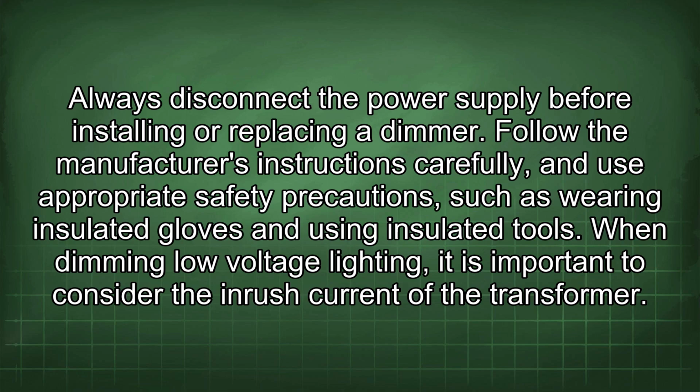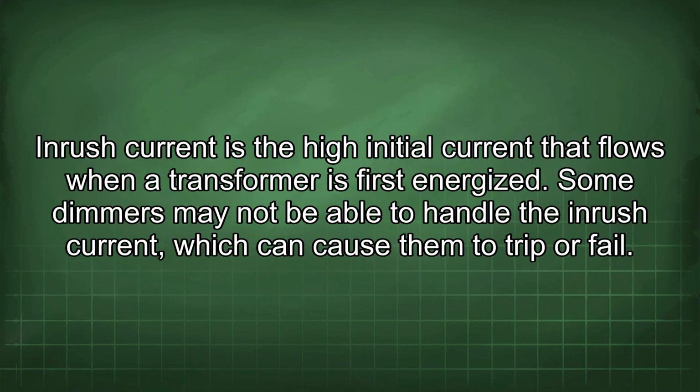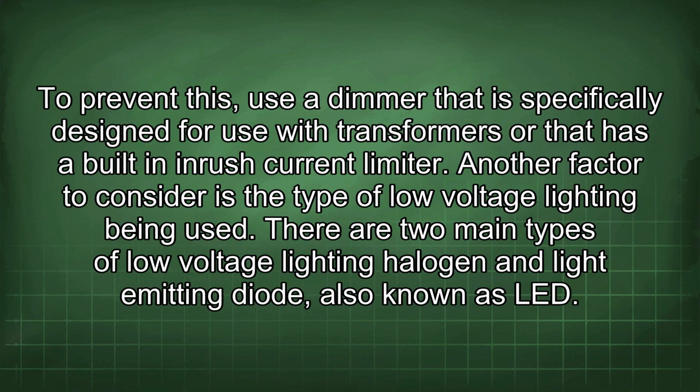When dimming low-voltage lighting, it is important to consider the inrush current of the transformer. Inrush current is the high initial current that flows when a transformer is first energized. Some dimmers may not be able to handle the inrush current, which can cause them to trip or fail. To prevent this, use a dimmer that is specifically designed for use with transformers or that has a built-in inrush current limiter. Another factor to consider is the type of low-voltage lighting being used.